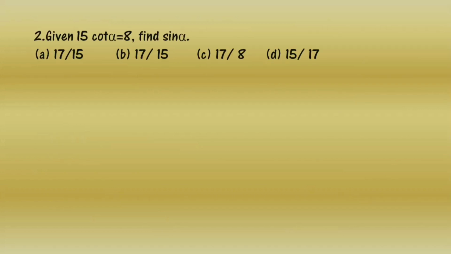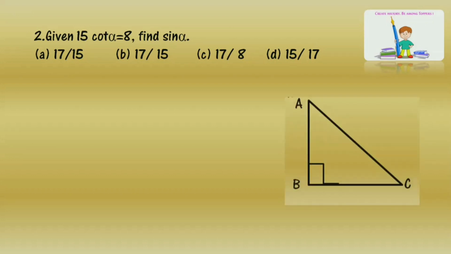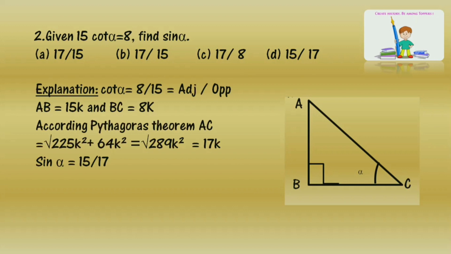Question number 2. 15 cot alpha equal to 8. Find sin alpha. So here they have given 15 cot alpha equal to 8. 15 you can take to the other side. So cot alpha equal to 8 by 15. According to the definition of cot, adjacent by opposite. So consider the angle C as alpha. According to alpha, the opposite side is AB and the adjacent side is BC. So BC equal to 8k and AB equal to 15k.